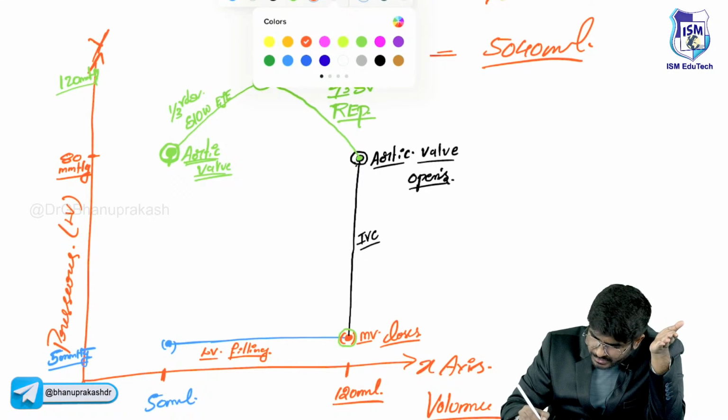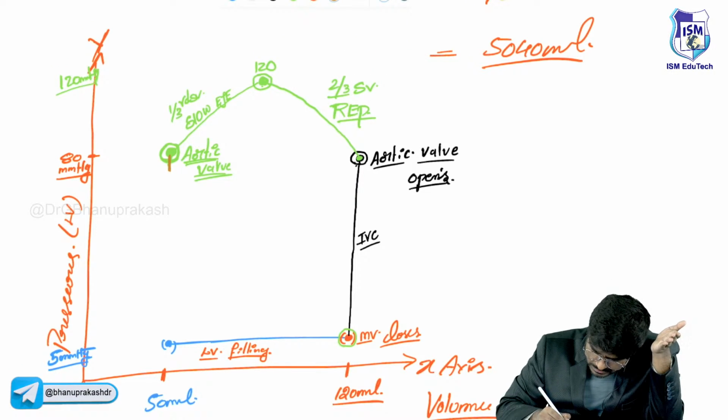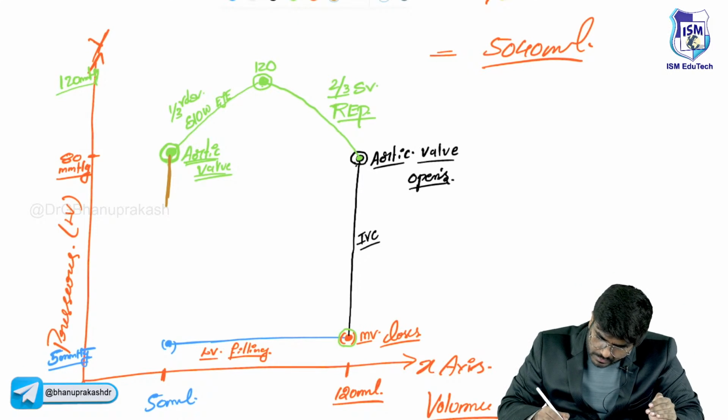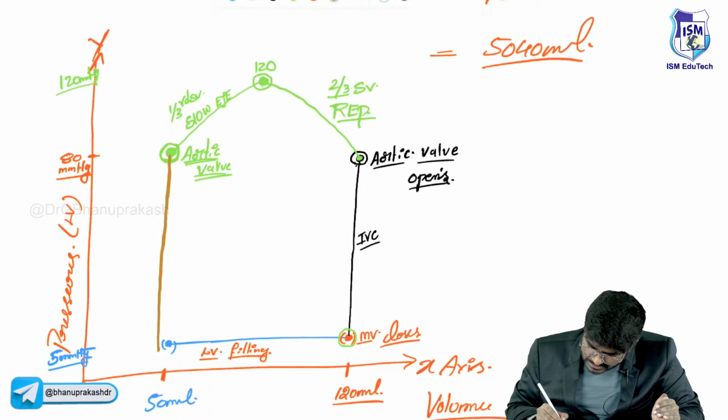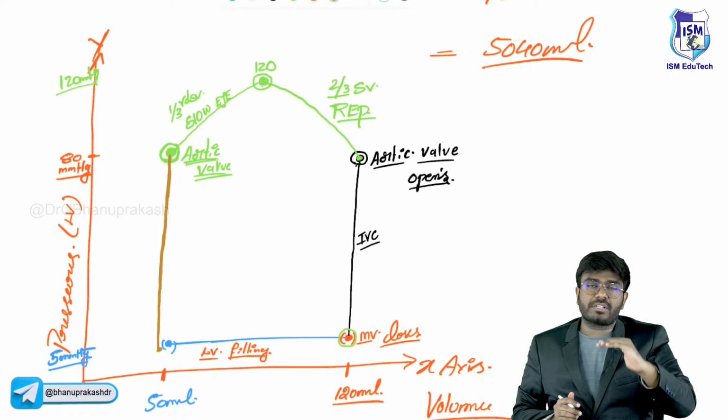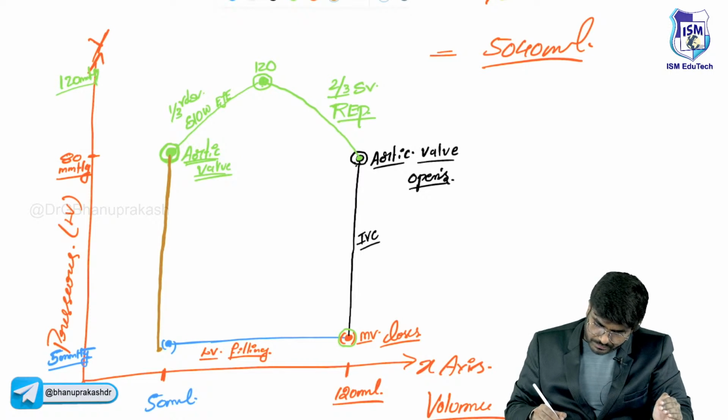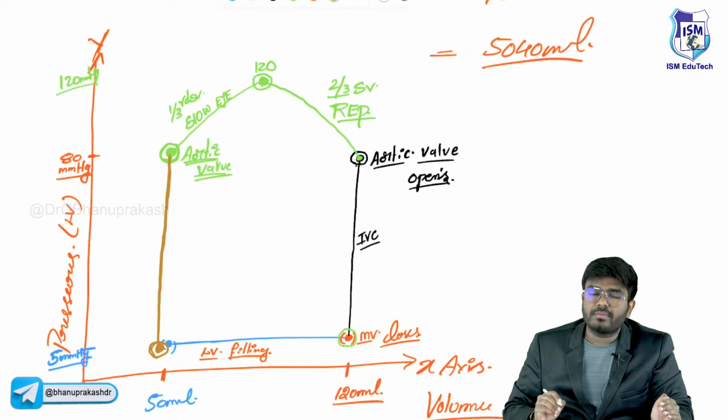Let me take some color. Now see, the ventricular pressures are decreasing. The pressure from 80 is coming down: 50, 40, 30, 20, 10, 5. Now when the ventricular pressure becomes less than 5, tell me, what happens?